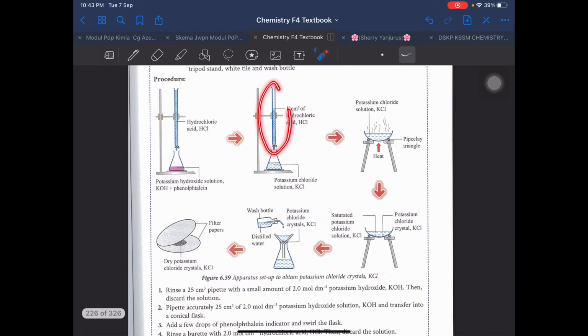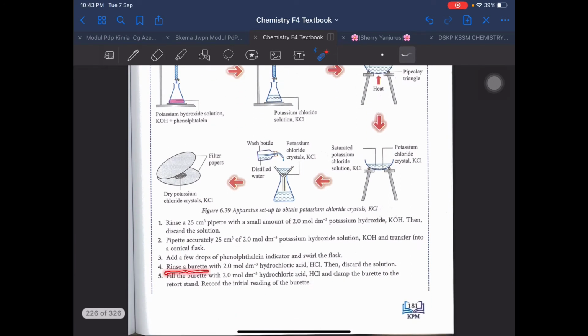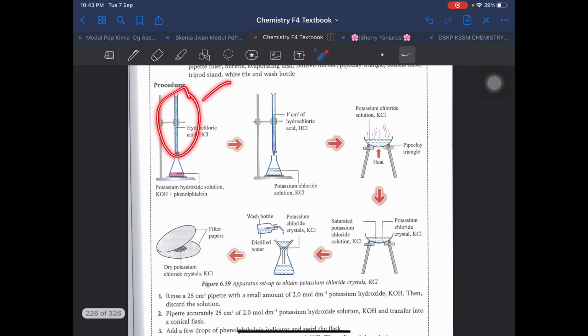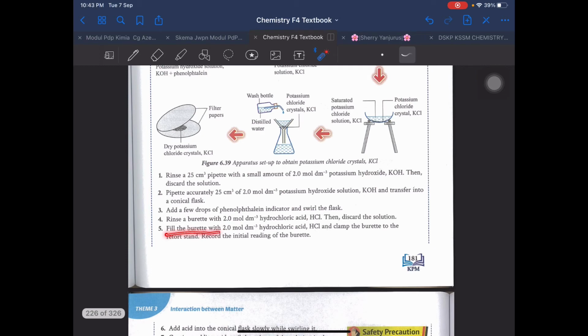Then rinse a burette with 2.0. Burette is this one. This is the burette, okay? Rinse dulu, cuci dulu dia, bilas dulu dia with 2.0 mol per cubic decimeter of hydrochloric acid. Okay? This one is the hydrochloric acid. Rinse dulu the burette. After you rinse, barulah you fill in the burette with 2.0 mol per cubic decimeter of HCl. And then you clamp the burette to the retort stand.